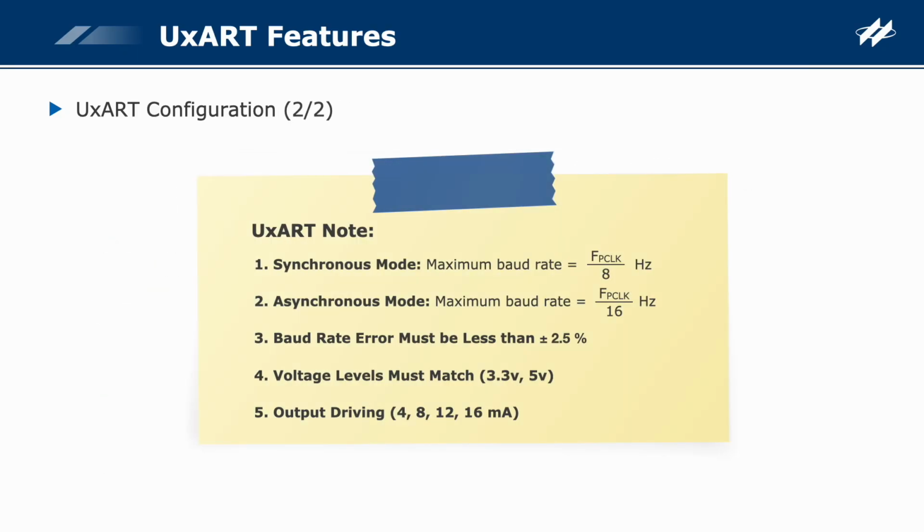The following specifications should be noted. 1. The baud rate clock frequency is up to FPCLK/8 Hz in synchronous mode. 2. The baud rate clock frequency is up to FPCLK/16 Hz in asynchronous mode. 3. The baud rate error must be less than plus or minus 2.5%. 4. Pay attention to voltage levels when connecting. 5. The output driving can be 4, 8, 12, or 16 mA.